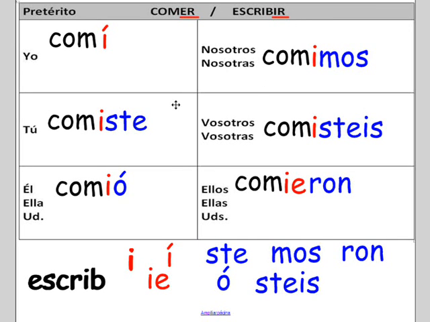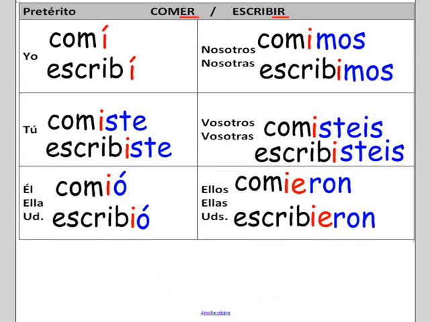And like I said, IR verbs have the same conjugation. So if we conjugate escribir, for the yo form, it becomes yo escribí. Just like we had yo comí, the ending being I with an accent, we have yo escribí. I went ahead and put the rest of the conjugations for escribir.